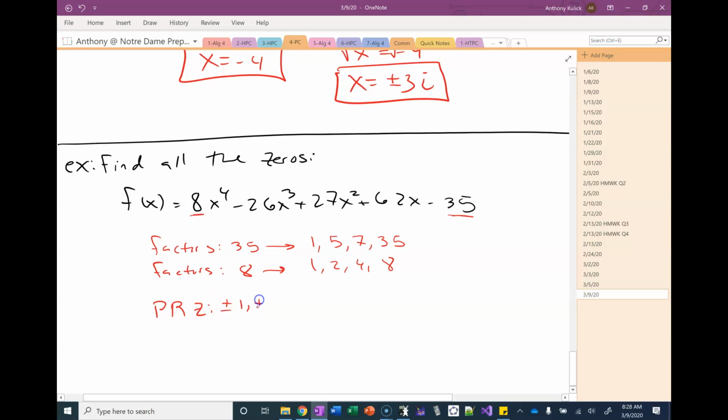So that's going to be the factors of 35 over 1. The factors of 35 over 2. The factors of 35 over 4. And then the factors of 35 over 8.